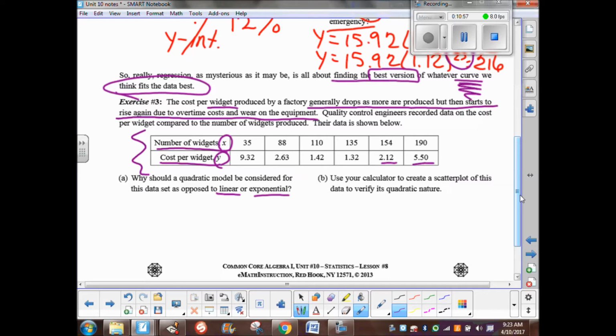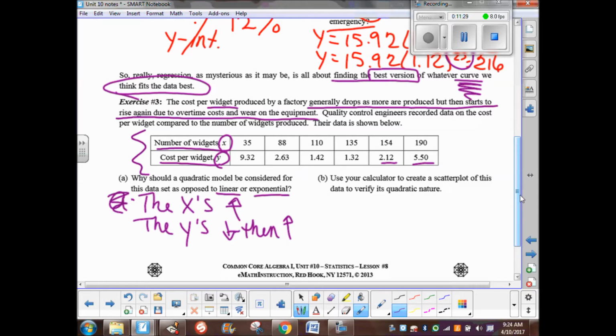So now take a look at the scatter plot. It says use your calculator to create a scatter plot of this data to verify it's quadratic in nature. Okay. So we could say the X's consistently increase. But more importantly, what's happening with the Y's? The Y's decrease, then increase.